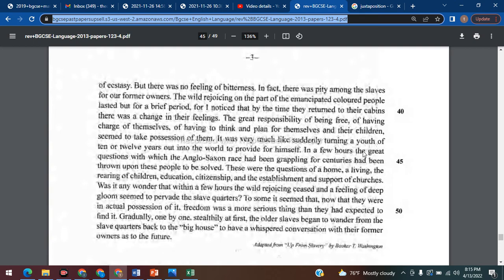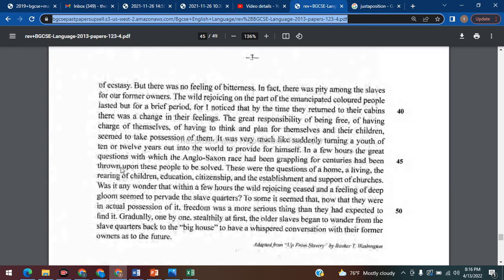In a few hours, the great questions which the Anglo-Saxon race had been grappling with for centuries had been thrown upon these people to solve. Where's that? Right up here. In a few hours, the great questions. Let me zoom in, it's like they're running off the page. My goodness. You're right. In a few hours, the great questions which the Anglo-Saxon race had been grappling with for centuries had been thrown.